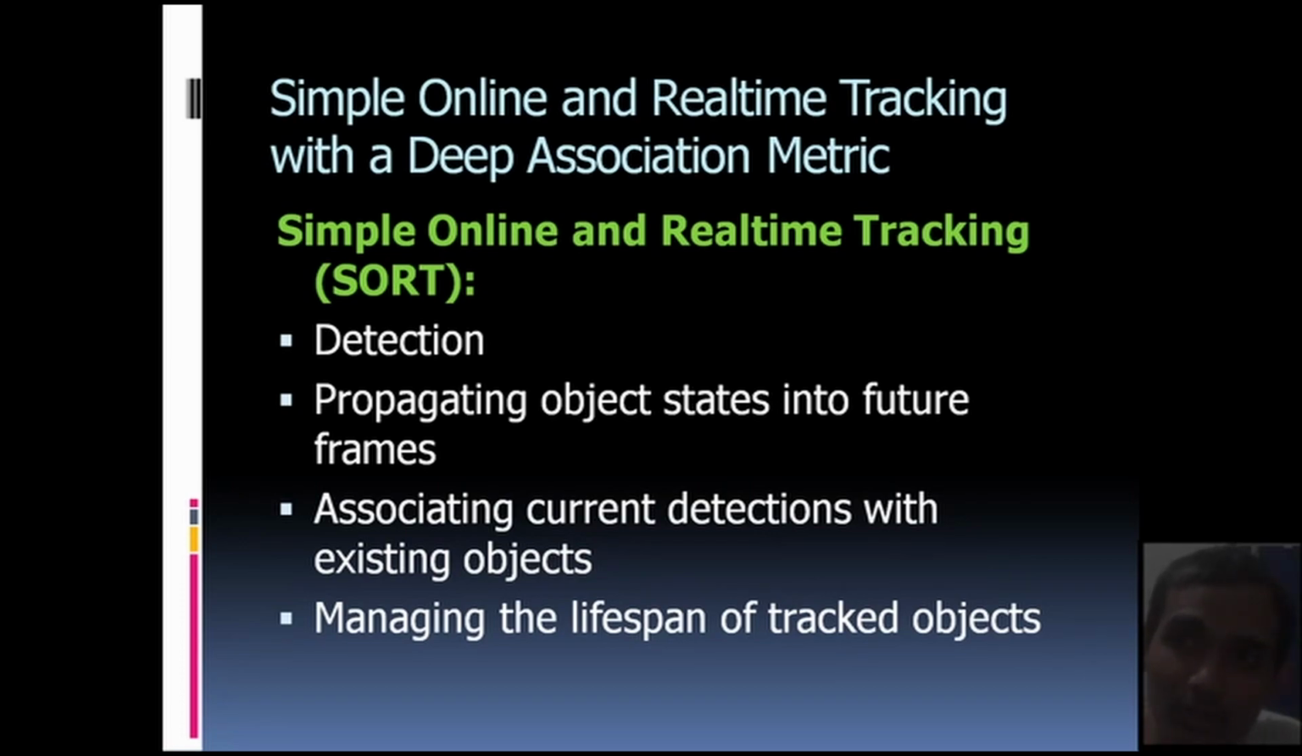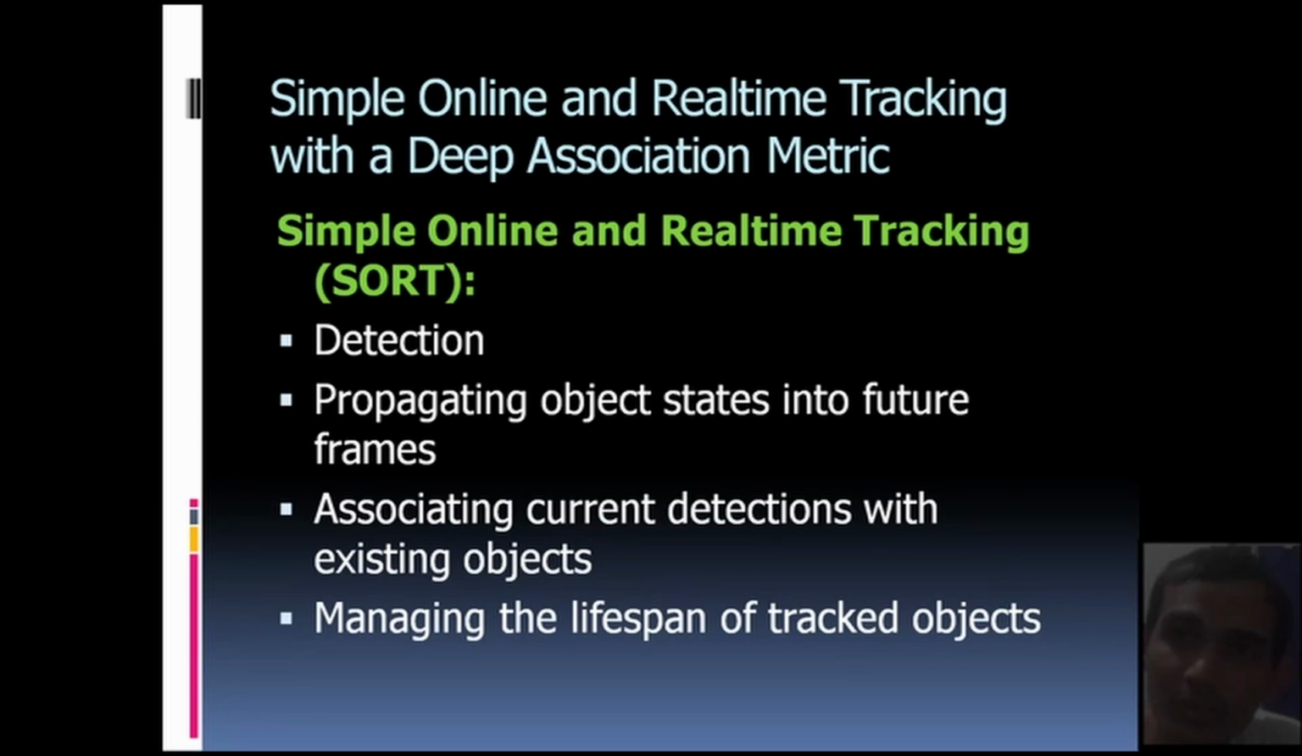The method involves detection, propagating object states into future frames, associating current detections with existing objects, and managing the lifespan of tracked objects. Objects are represented as bounding boxes, rectangles of varying sizes. Detection utilizes the Faster R-CNN framework, which consists of two stages. The first stage extracts the features and proposes regions for the second stage, which then classifies the object in the proposed region. The state of each target is modeled as a vector of 7 values.